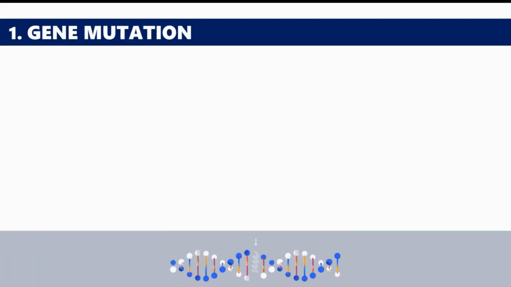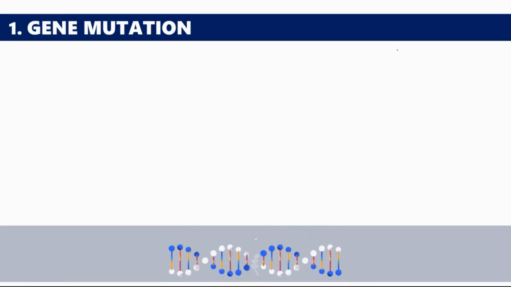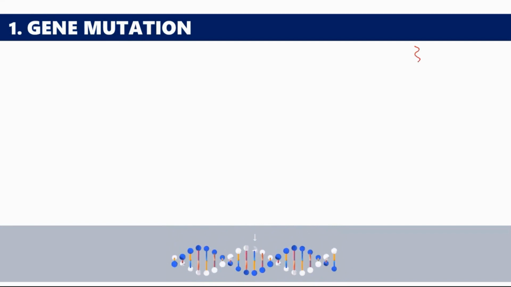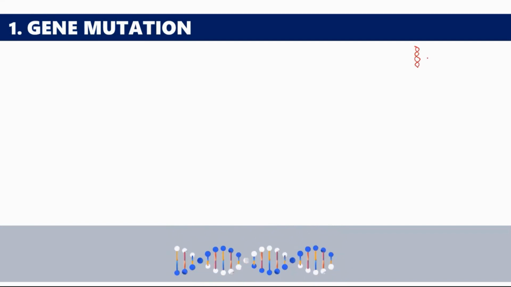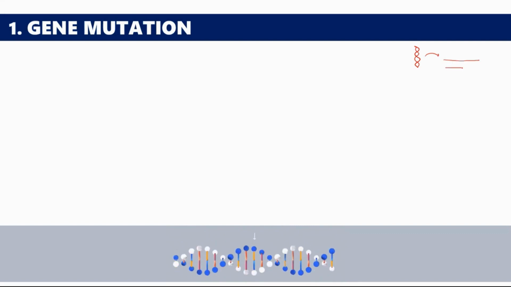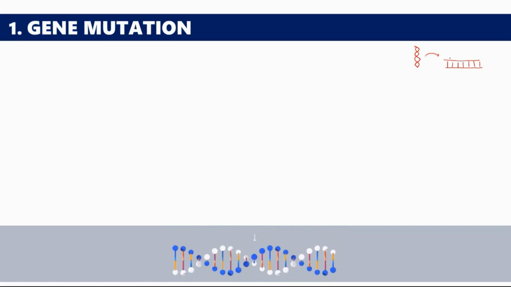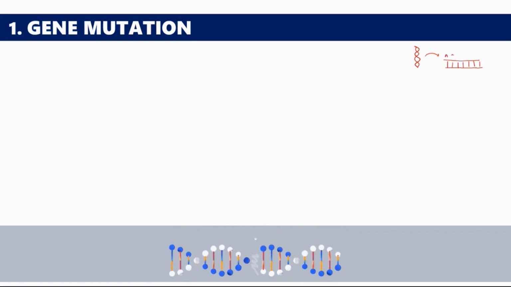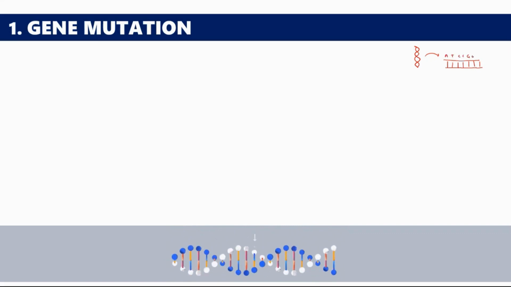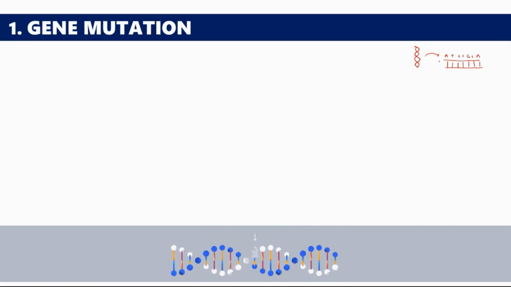Start with the very first one, that is your gene mutation. We know that genetic information is contained in your DNA, right? In DNA, the nucleotides are arranged in a specific sequence, let's say A, T, C, C, G, C, A. Such a sequence is there in the DNA.